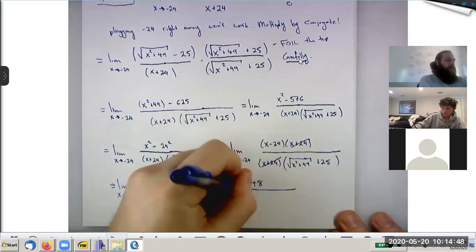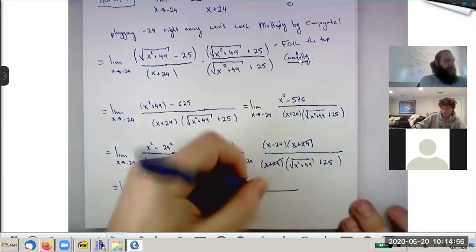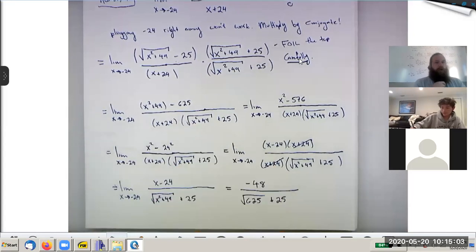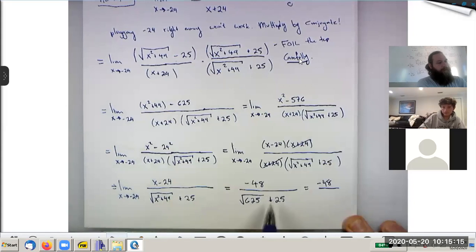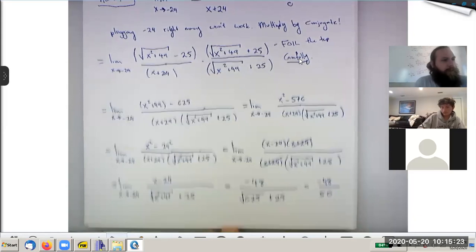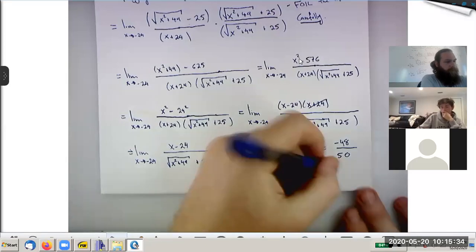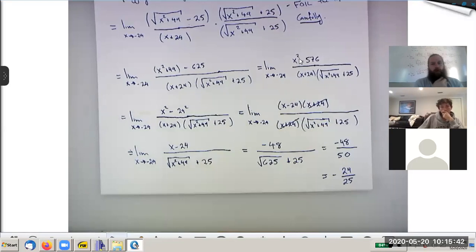And then downstairs here, we might want a little bit of help with the calculator. Negative 24 squared plus 49, though, was 625. We already did that calculation. Plus 25. And again, we already did the calculation to find that 625 is 25 squared. So this is negative 48 over square root of 625 is 25, plus 25 is 50. And then if you want, there is some cancellation that can be done between those. Clean them up a little bit. They're definitely both divisible by 2. That's negative 24 over 25, right? So I think that's as far as we could hope to clean that up.